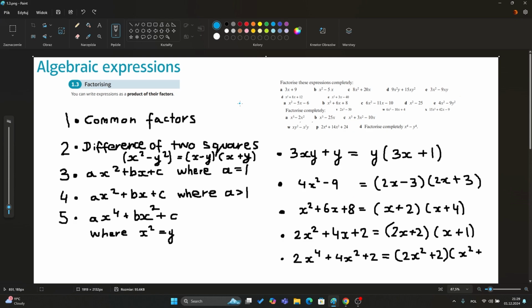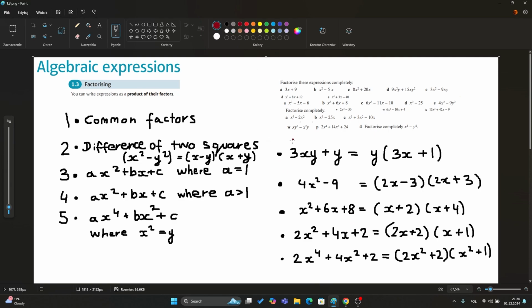But now what happens? We go from an expression to brackets on each one. And this is done using 5 different methods. Now I'm going to teach all these methods, and hopefully by the end of this video you have some sense of what factorizing is, and you'll be able to factorize completely and simplify and be happy. In this video we're going to learn 5 different rules, and the first one is common factors.